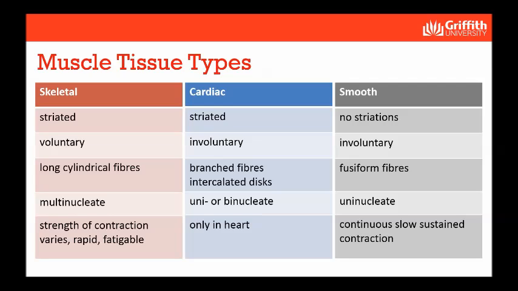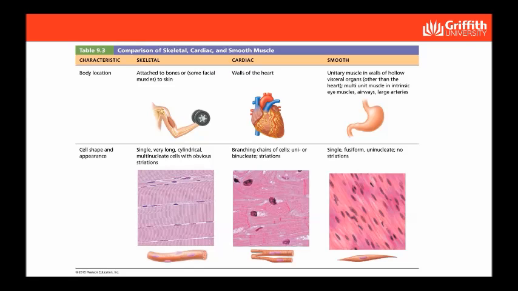That is, they are larger in the middle, where the nucleus is located, and then they are tapered at the end. They only contain 1 nucleus and are responsible for slow, sustained contractions. The images in this table may help with your understanding of the differences in the structure of the 3 different types of muscle tissue.